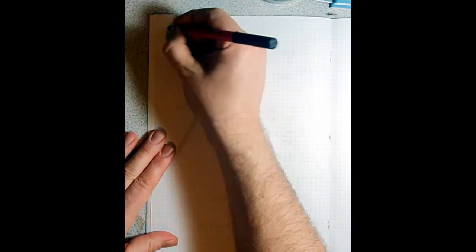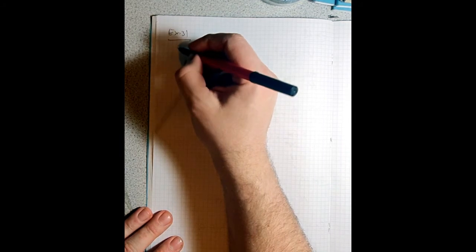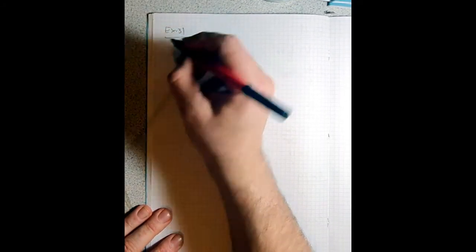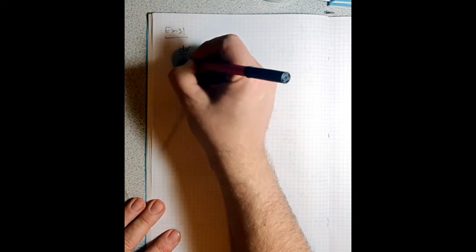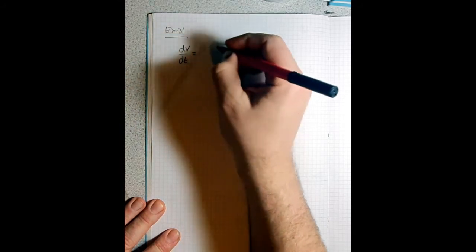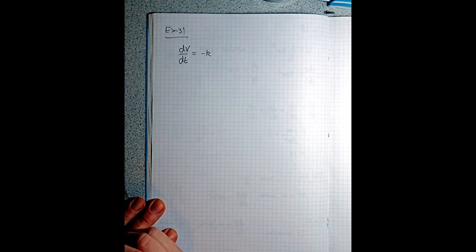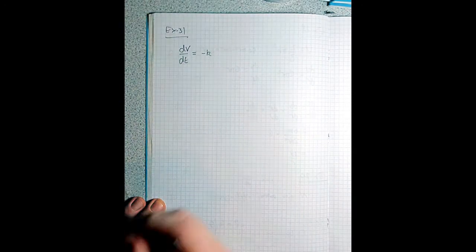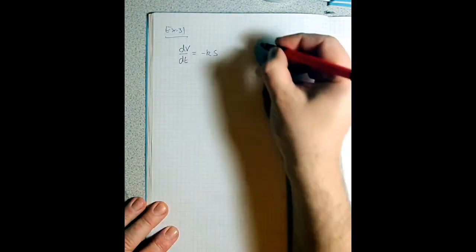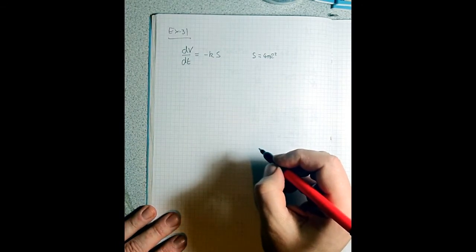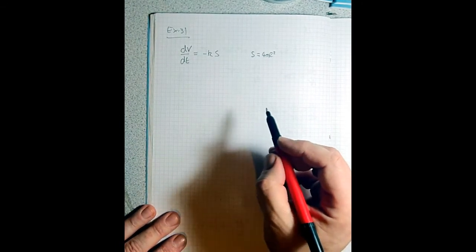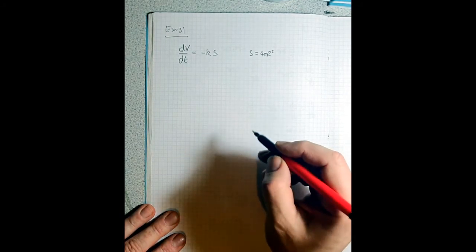Let's do 31. Example 31. The head of a snowman of radius r loses volume by evaporation at a rate proportional to the surface area. So the rate of loss of volume is proportional to the surface area. Well, S we're given 4 pi r squared. Write down the differential equation for the rate of change of radius of the snowman's head. So they want dr/dt.